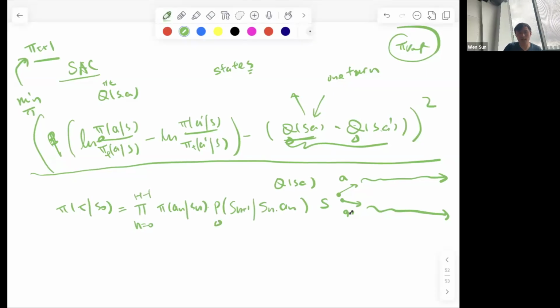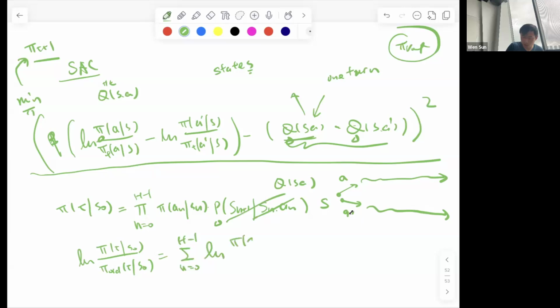But you can still apply this in the DPO or the REBEL objective, right? Remember, in that case, all we care about is the ratio, pi over pi_ref given S0. And the transition just cancels out, and all you are left with is the sum over H equals 0 to capital H minus 1 of the log of the corresponding one-step policy ratio.